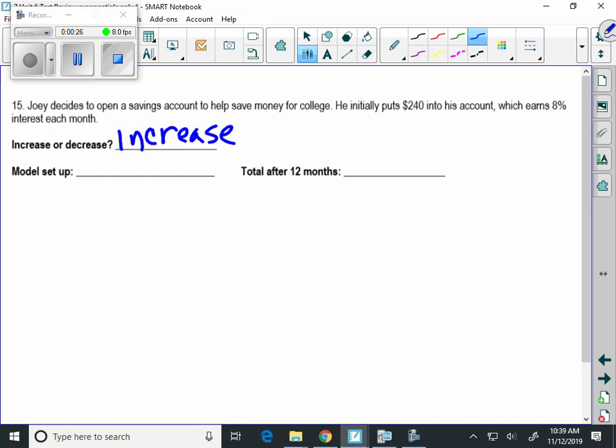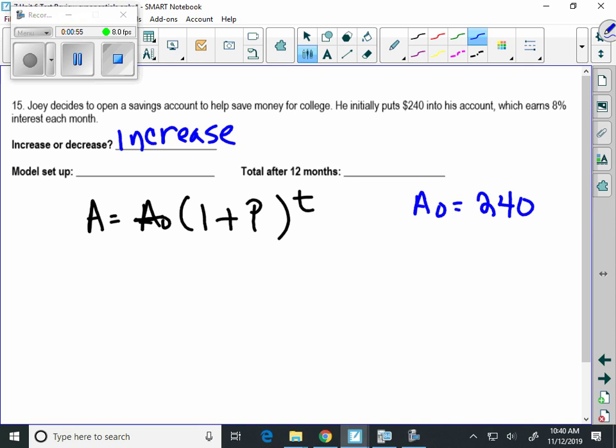And then, what we need, if you recall, the formula is going to be something like A sub 0 times 1 plus P to the T. That is our formula, and the formulas will be provided for you. If we take a look at what information we're given here, our A sub 0 is the 240, the amount that we're putting into the bank. The percentage is our rate here of 8%.